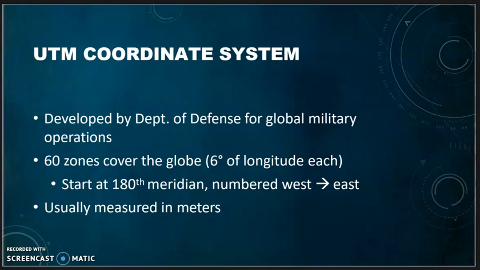So let's go over the UTM coordinate system. It was developed by the Department of Defense for Global Military Operations. There are 60 zones that cover the globe, and each of them are 6 degrees of longitude. They start at the 180th meridian, and they're numbered west to east. And usually they're measured in meters.